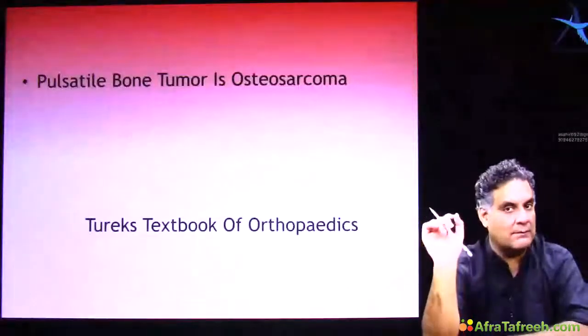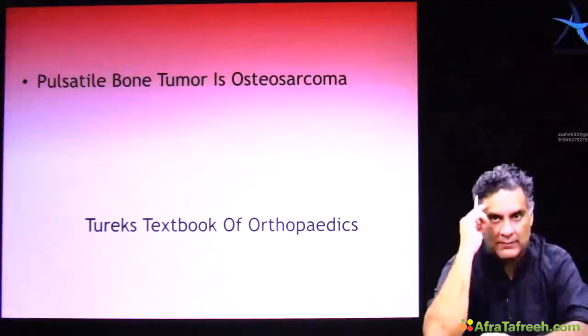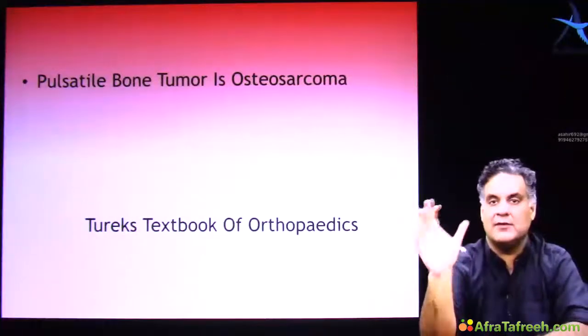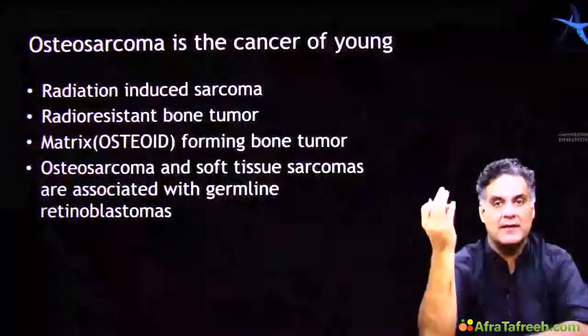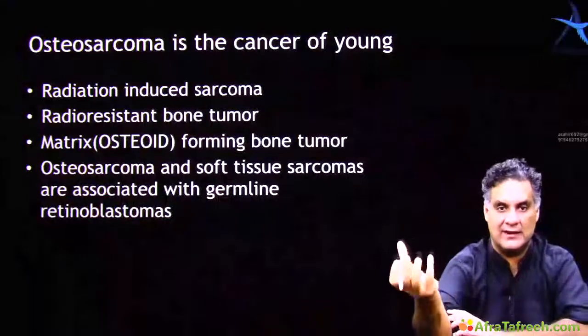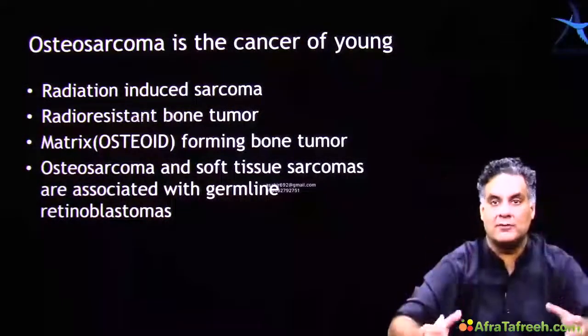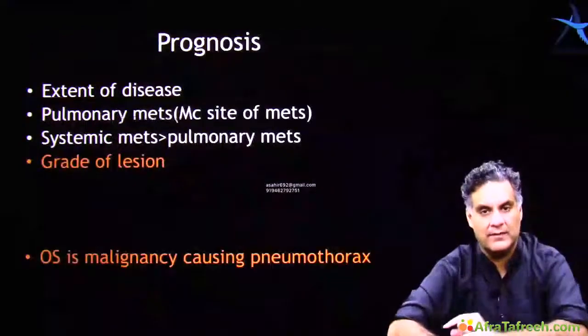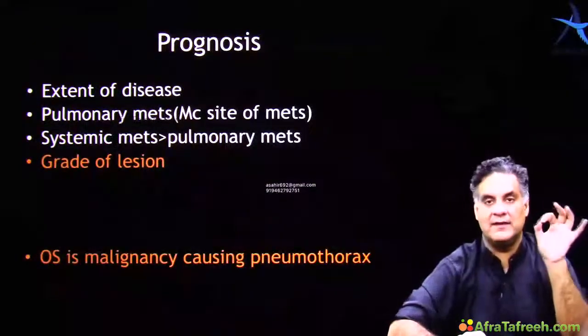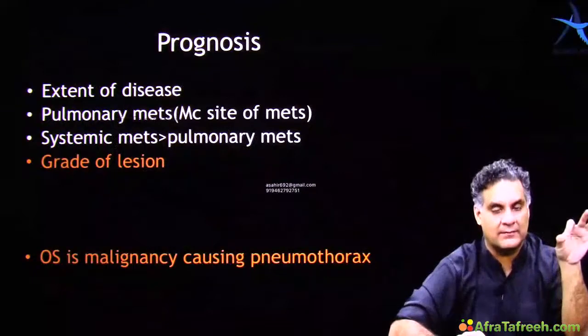When they talk about the pulsatile bone tumor, it should come to your brain. They're talking about a tumor that makes ossification, called osteosarcoma. It's a cancer of the youth seen in the second decade of life. Radiation induced sarcoma, radio resistant bone tumor, bone forming tumor associated with retinoblastomas. This tumor very commonly metastasizes to the lung, and can cause pneumothorax.